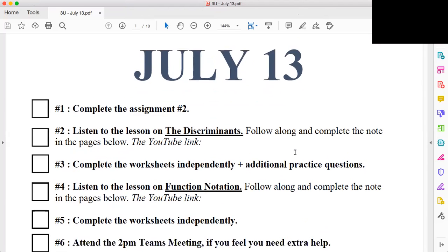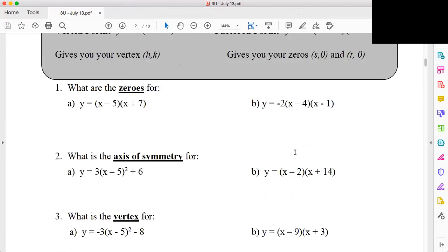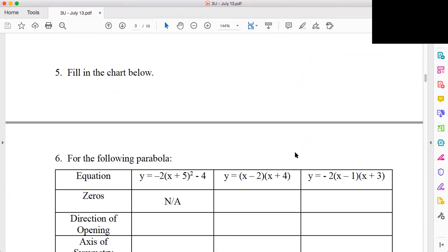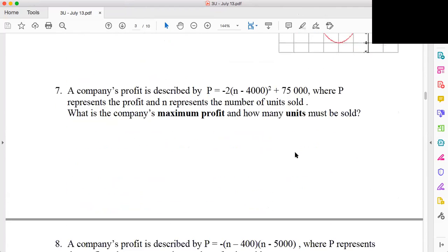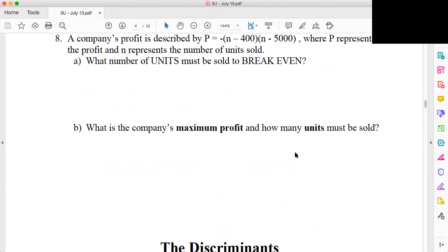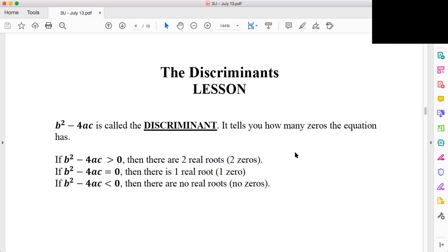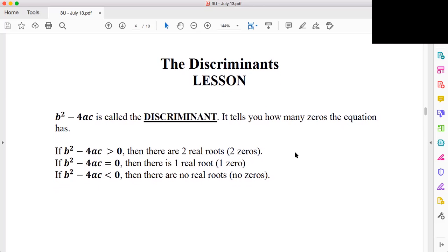So for today, we've got your assignment number 2 that you have to do. It is relatively easy, I think, for the most part. There are some word problems that might get you thinking a little bit more, and that might be the most difficult part of the assignment. But yeah, we're going to look at discriminants today.